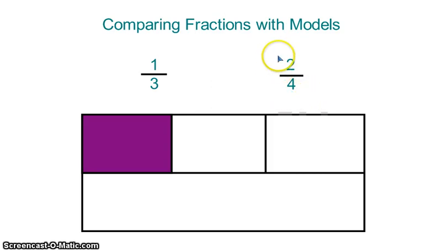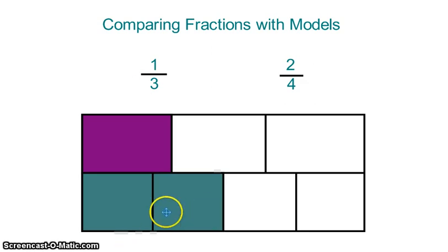For my second model, I will need to model 2/4. So here's my model down here at the bottom. Okay. So to get fourths, the easiest way to do that is first divide your model into half, and then in half again. This is an easy way to figure out how to make your pieces fairly even for drawing your models. So 2/4, when I color them in, is right here.